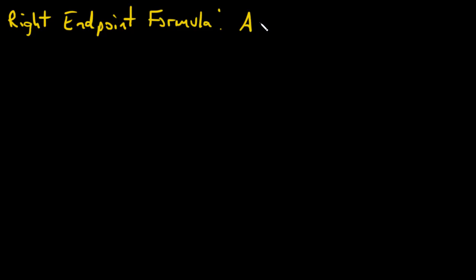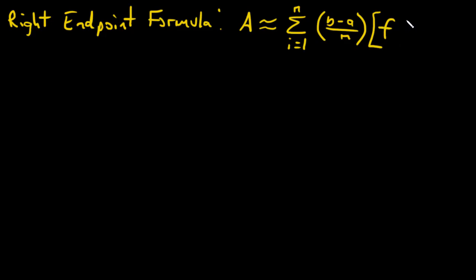The area is approximately the sum, i from 1 to n, of, well, this one was the width, so it's (b minus a) over n. And then the height is, what do I feed in? f of ((b minus a) over n) times i.